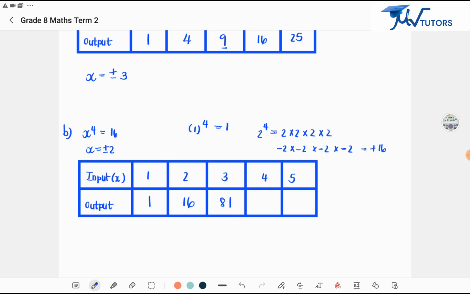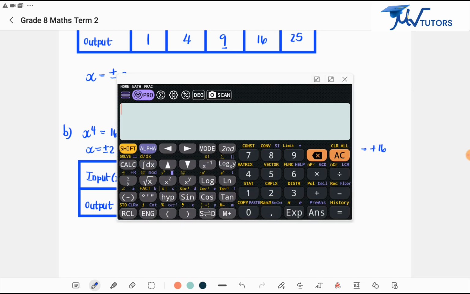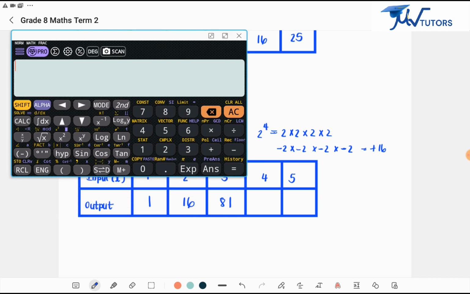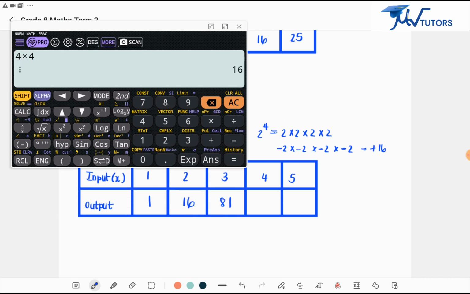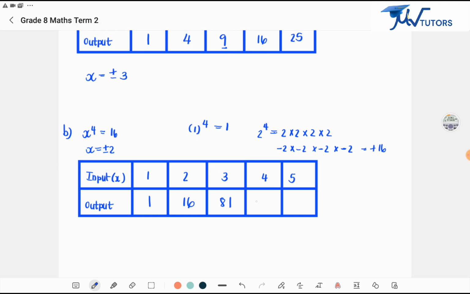What about 4? If you have 4 times 4, that will give you 16. What about 16 times 4? Well, we have our calculator, we can actually use it. So 4 times 4, that's 16. 16 times 4, that's 64. 64 times 4, that's 256. That's 4 to the power 4.